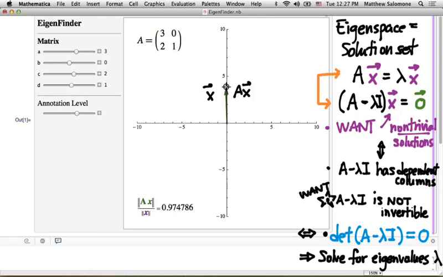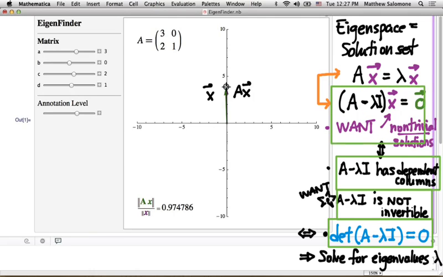And that equation is the equation that we can solve to determine the eigenvalues of a matrix. So if I can solve this equation, determinant of A minus lambda times the identity is equal to 0, then its solutions will be those values of lambda for which A minus lambda I is not invertible, and therefore A minus lambda I has dependent columns, and therefore this matrix equation has non-trivial solutions, and therefore the eigenvalue-eigenvector equation has non-trivial solutions. So it all hangs on that.